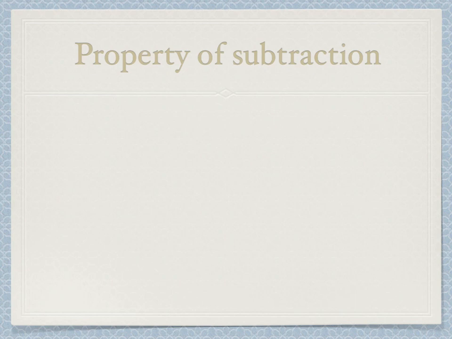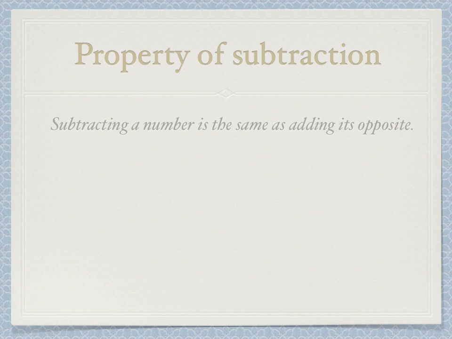Okay, there is something called a property of subtraction, and here's the way it works. It says that subtracting a number is the same as adding its opposite. And again, this is a property that you've used a bunch before, but maybe you didn't know this was what you were using. So here's an example of this property of subtraction. 5 minus 3 is the same thing as 5 plus negative 3.